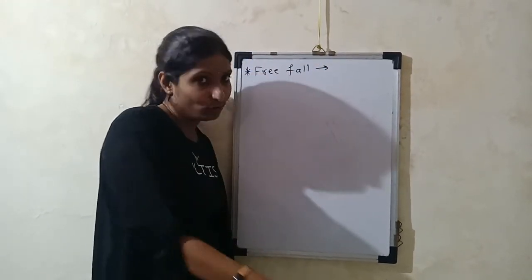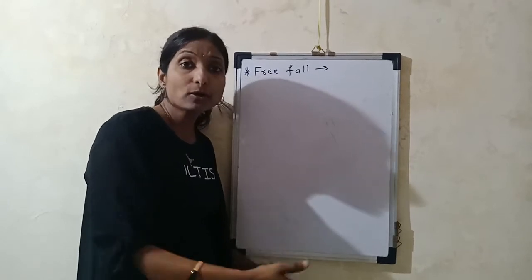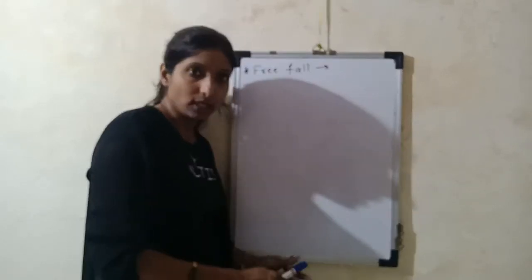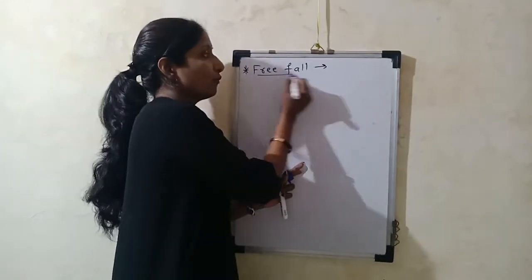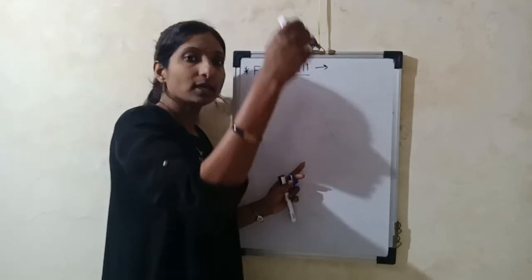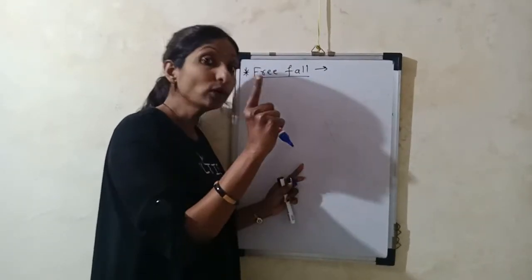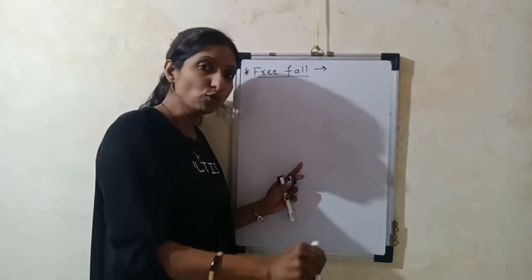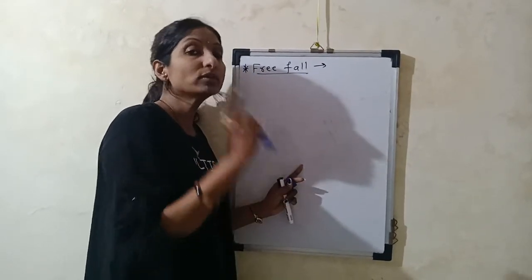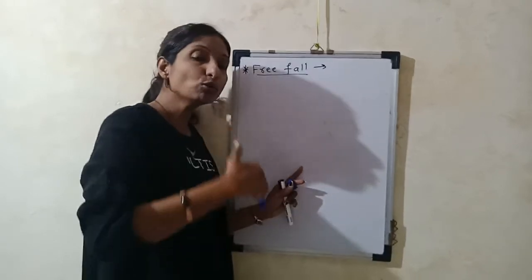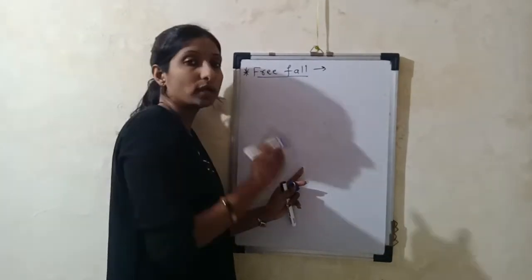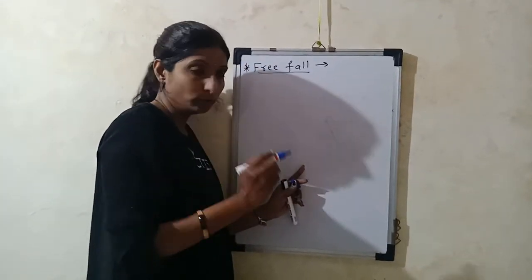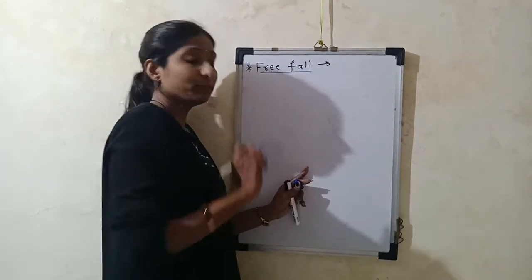Will it fall down towards the earth? Correct. Because of what? Earth's gravity. So what is free fall? When an object is moving only due to earth's gravity. See, when an object is moving only under the influence of gravity, then that motion of the object is called free fall. Understood?